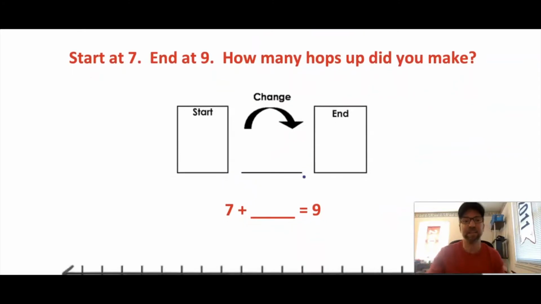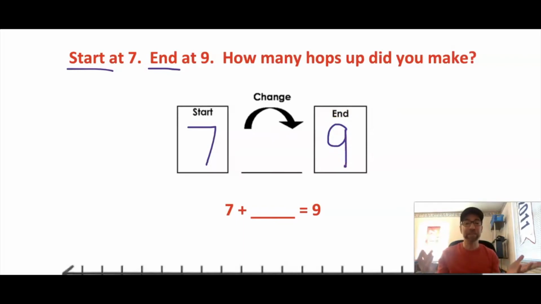This time it's a little bit different. This time our unknown is not going to be in the end box. So let's do this one together on our sheet protector. Start at 7. End at 9. How many hops up did you make? Well, let's fill out our start, change, end. Now, don't get tricked. Here's the word start. Start at 7. So I'm going to put the 7 in my start box. Here's the word end. End at 9. That means in my end box, I have to put the number 9.